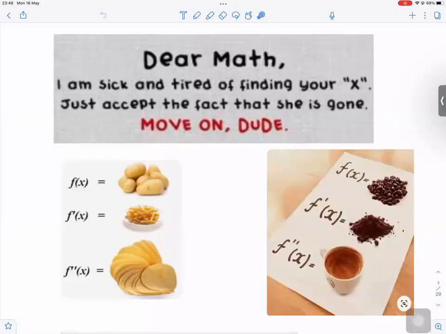Here are some math jokes for you. Have a read at that and look at this one.